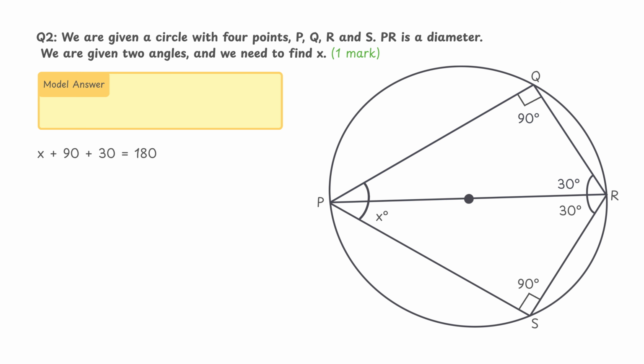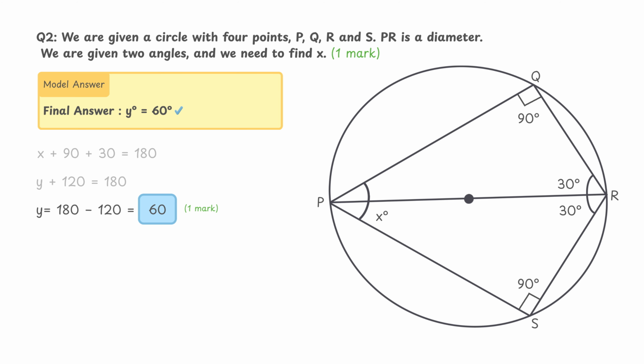X plus 90 plus 30 equals 180. Now simplify step by step. X plus 120 equals 180. Now subtract 120 from both sides. X equals 60. So the final answer is 60 degrees.